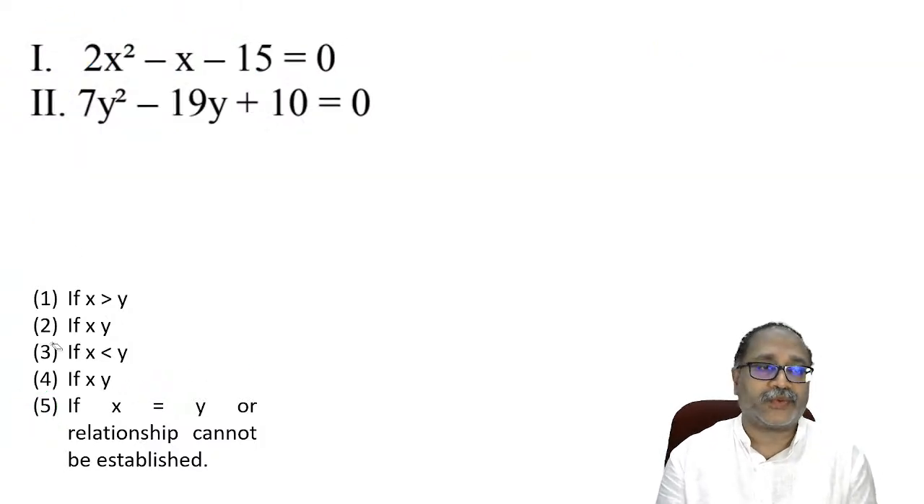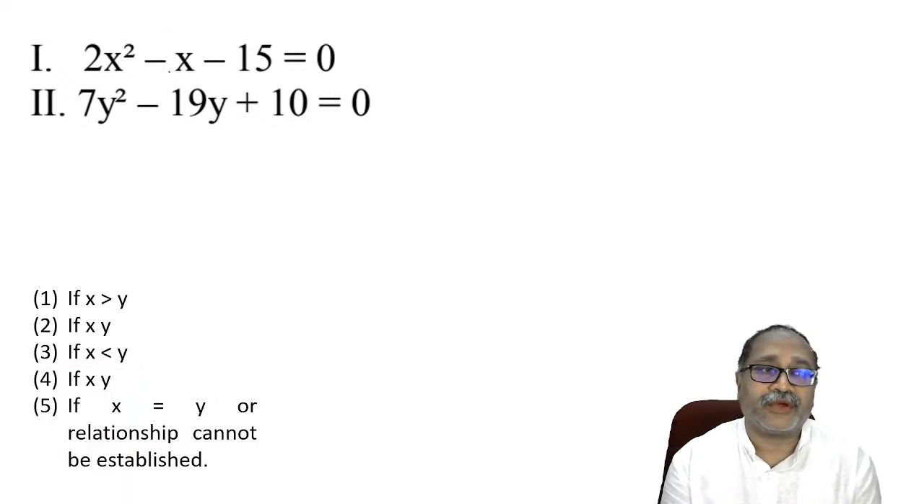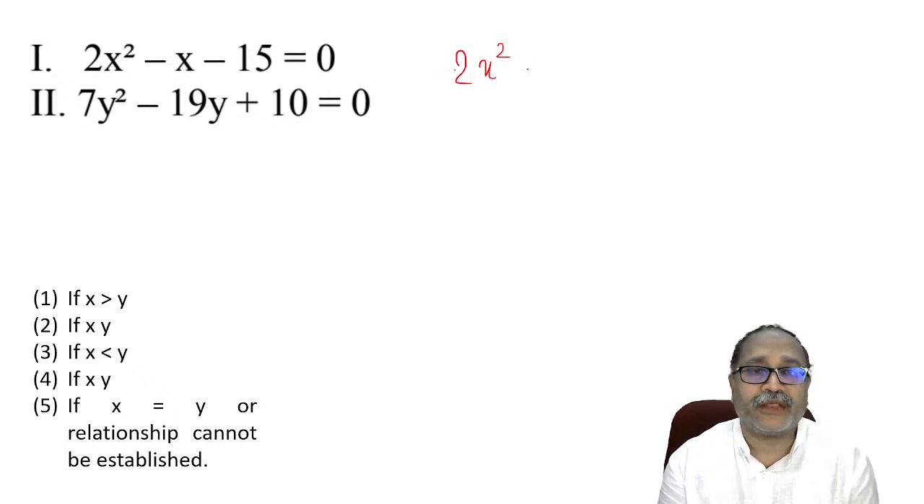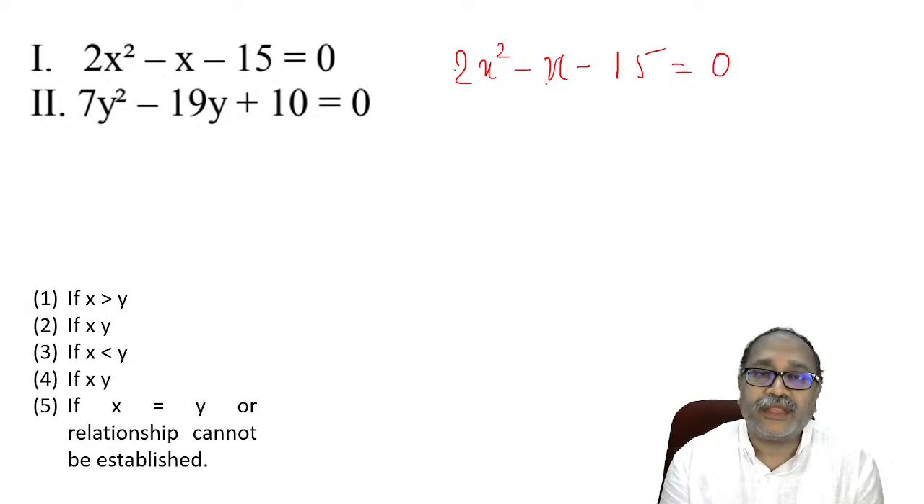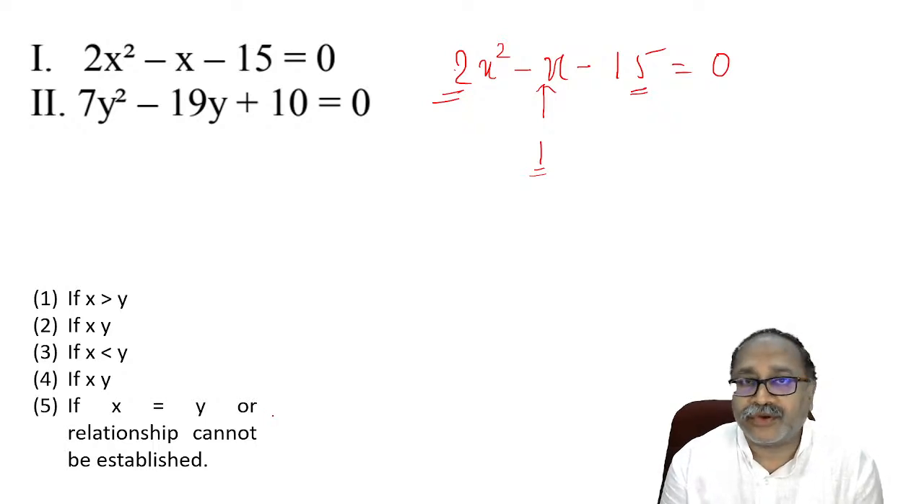Here I will explain the breaking of the number. Look at this one. 2x square minus x minus 15 is equal to 0. Now, what is the value here? Look at this. What is the value here? It's 1. So, how should I break these two numbers, 2 and 15, so that I will get the difference or sum as 1? What am I going to do for that?